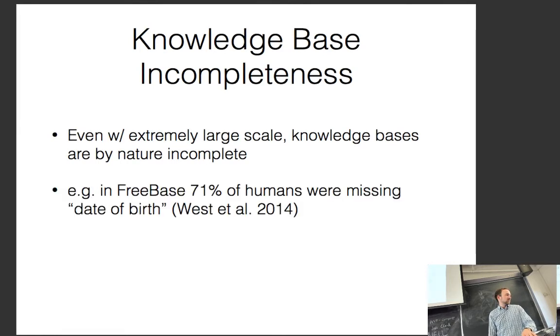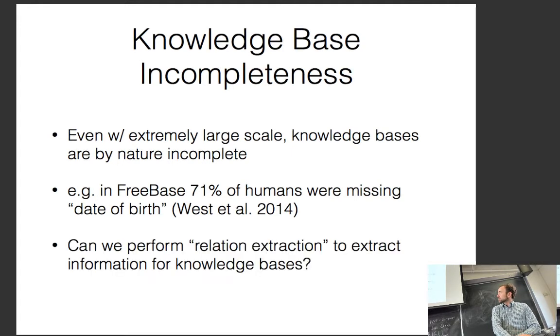The reason why is, let's say you add more humans to the knowledge base to increase its coverage. Suddenly you need to give all the information about these humans, like where did they go to college? And even if where people went to college is something you might not necessarily have, it's pretty certain that all humans were born at some point. Yet in Freebase, 71% of humans are missing their date of birth. So only 29% of people we know when they were born. So the idea is, if we have lots of data, can we perform relation extraction to extract information to fill up these knowledge bases?